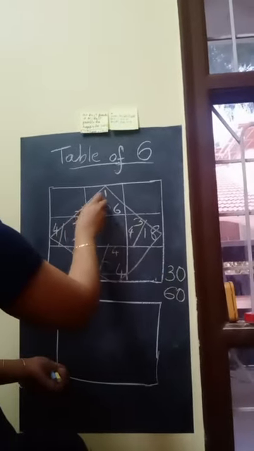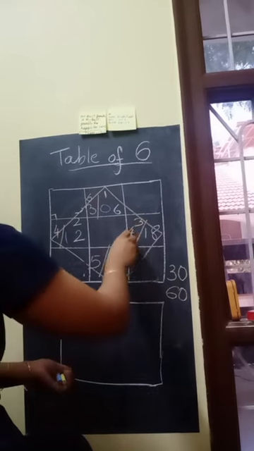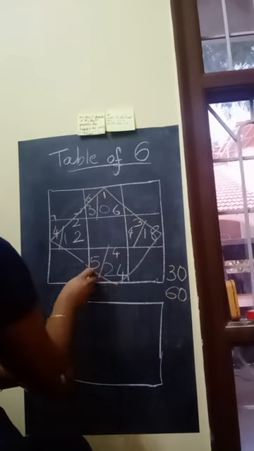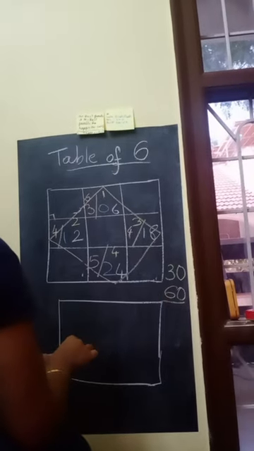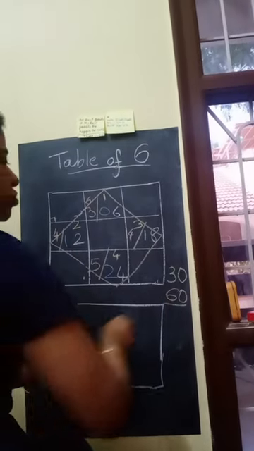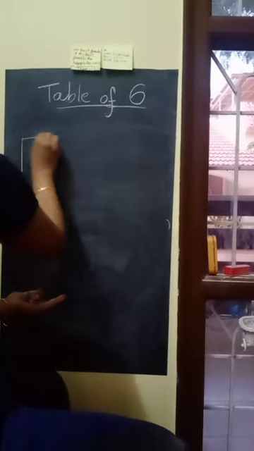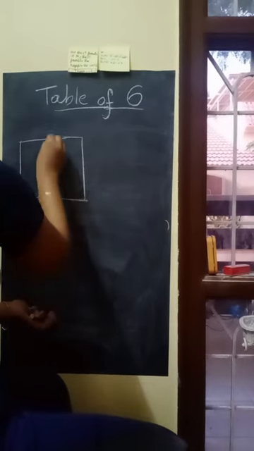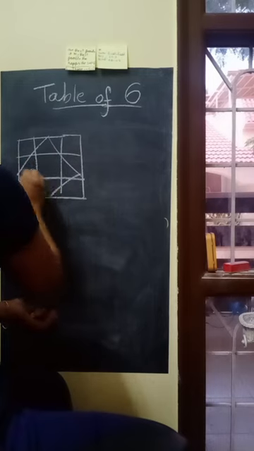So 6 6s are 36. 6 7s are 42. 6 8s are 48. 6 9s are 54. 6 10s are 60. If this is too confusing, we will make 2 squares. I will also make 2 squares and show you. It will make it easier to understand. I will make 2 small squares since there is less space.